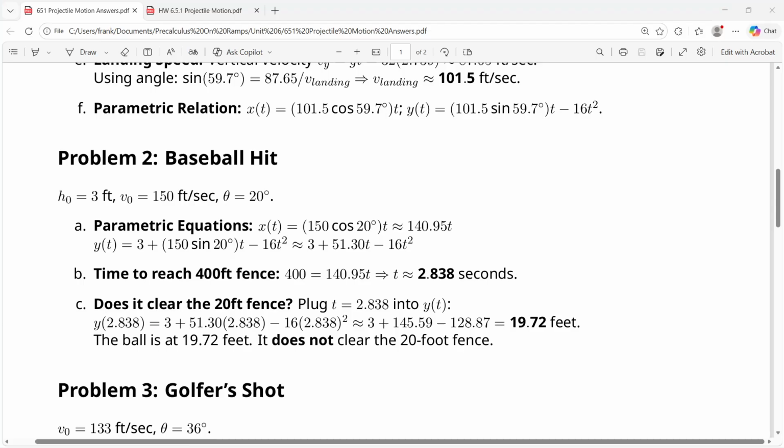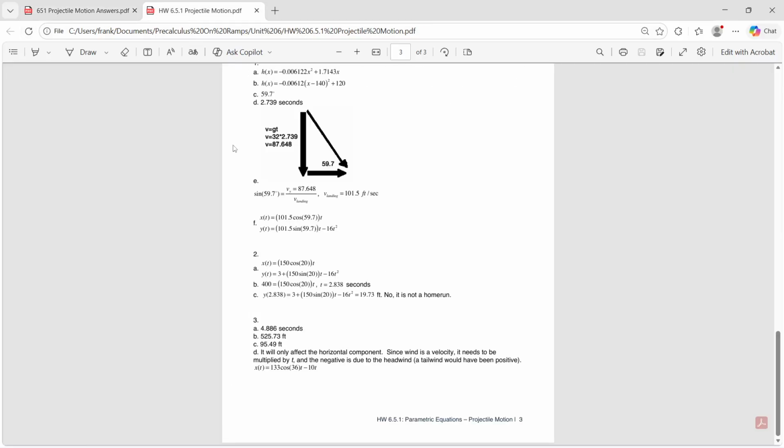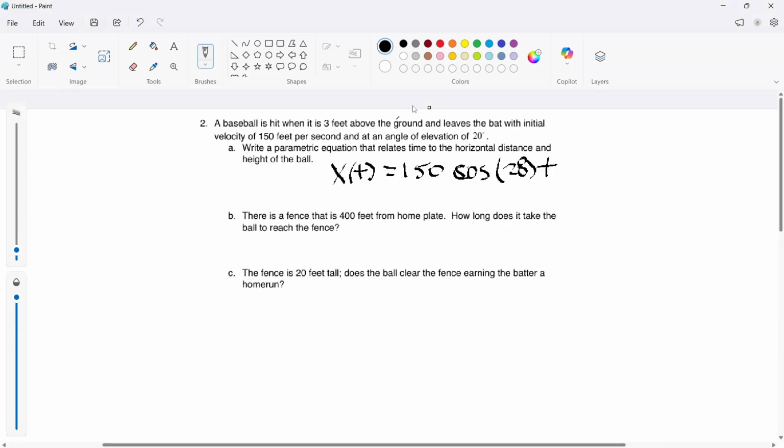I was just trying to see how they wrote the answer on the answer sheet. They just left it like that. You could also do cosine of 20 degrees and multiply it by 150 and then write that number in front of t.